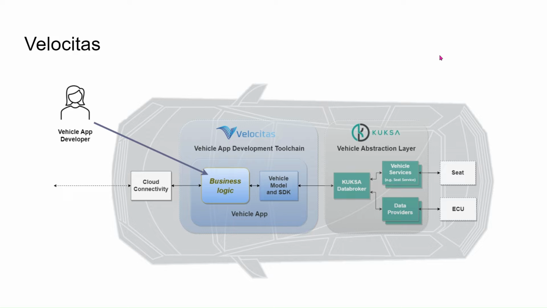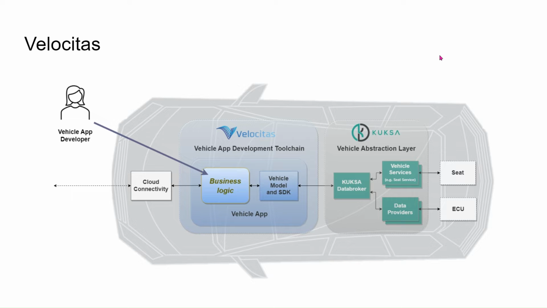Once this data, which is converted from the CAN or whatever to the VSS standard, is sent to the Kuksa broker, which is written in Rust, it has the data which will be subscribed to by the other vehicle services. It could be anything. In this particular Velocitas example, they were talking about the seat service, so the values will be subscribed by the seat service in the Velocitas toolchain.